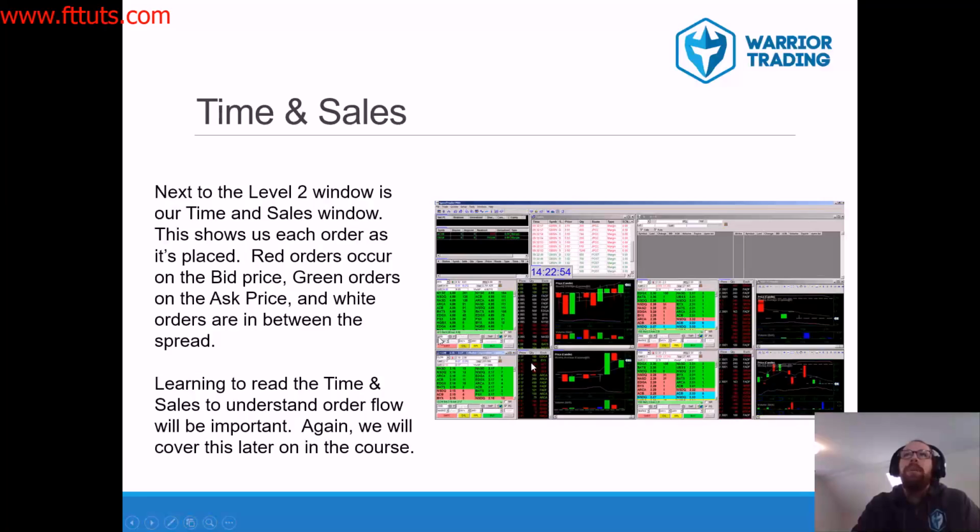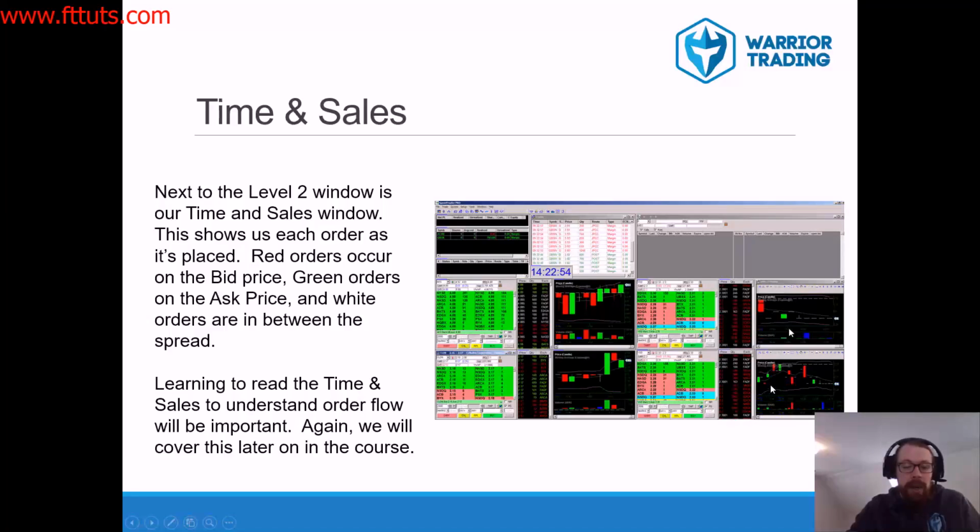So next to the level 2 window, you've got your time and sales window. The time and sales is here where you've got the green and the white and the red. This shows you every single transaction that goes through. All right, so every time an order goes through, it'll print in the time and sales. And the old-fashioned tape machines, they used to spit out paper, giving you the current quotes. It would show you the orders that were going through. That's where reading the tape comes from. You could see these orders going through. You could see lots of buy orders or lots of sell orders.